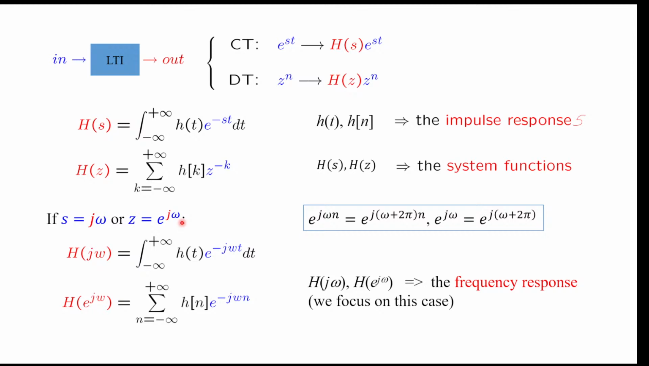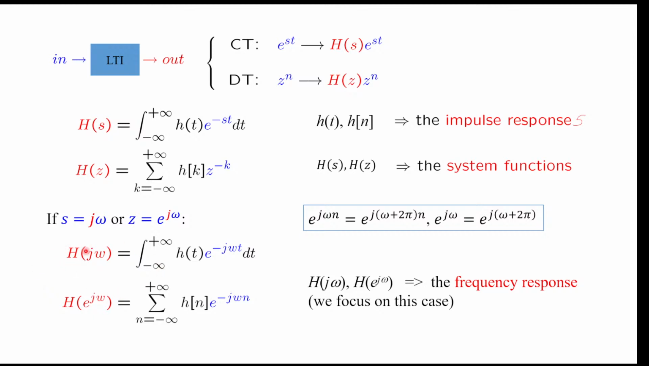Okay, and so those two equations are just putting s equal to j omega and z equal to e to the j omega. You will see we have a slightly different notation here, because we are writing it as a function of z, so you have this found in e to the j omega here. And this notation will make more sense later.